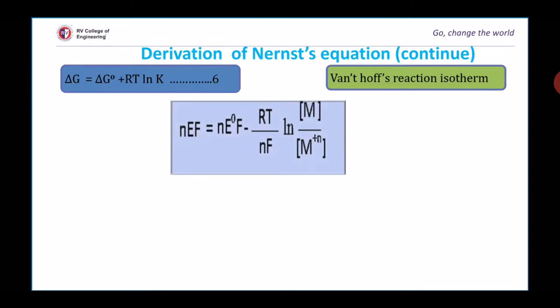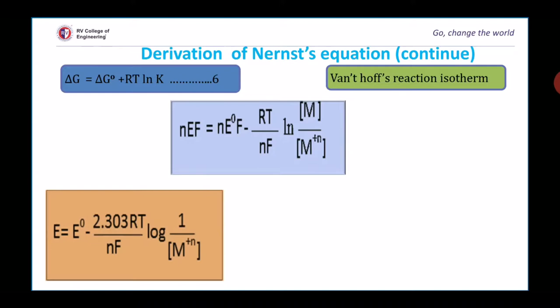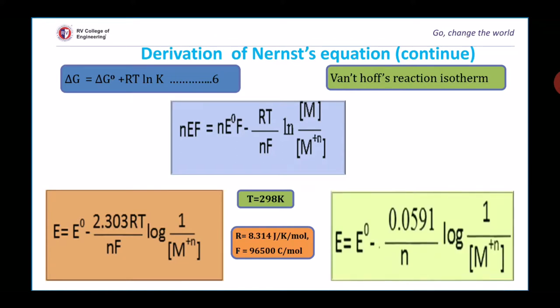K value is concentration of the metal divided by concentration of the metal ion, and delta G value is minus nEF, and delta G naught value is minus nE naught F. On rearranging and converting natural logarithm to base 10, we can get the final equation like this. This equation is called the Nernst equation. At 298 Kelvin, by substituting the values of R and F, we can get the final equation. It is also a Nernst equation.